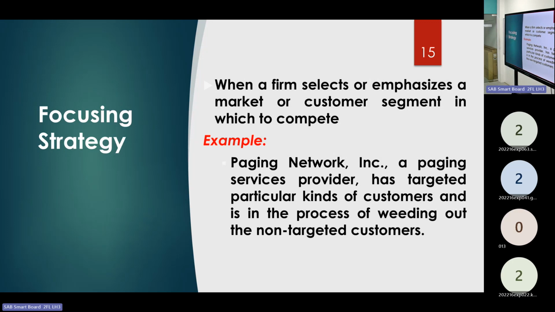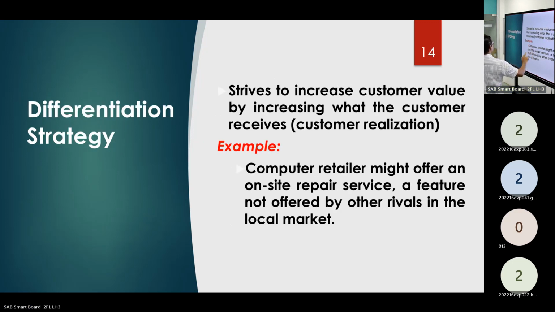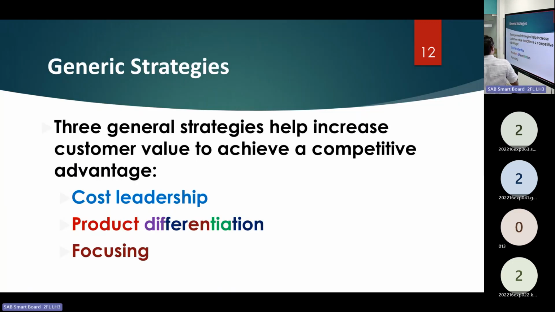Focus cost leadership. Focus strategy can be cost leadership. The Sensodyne, but focus differentiation. Right? Not the mass scale. Right? So these are the three generic business strategies: cost leadership, product differentiation and focus.